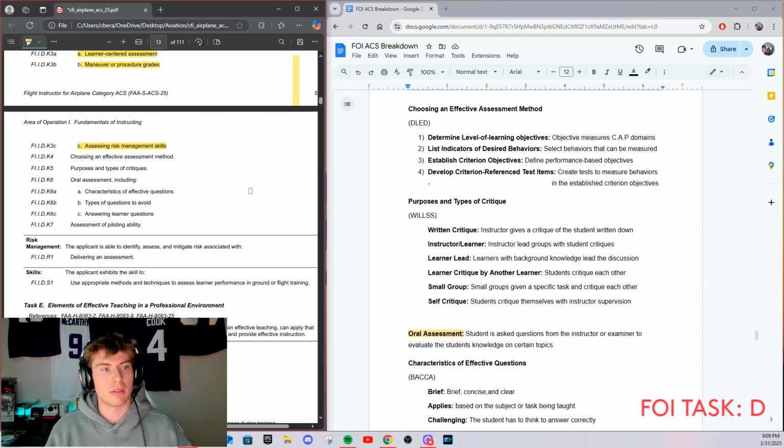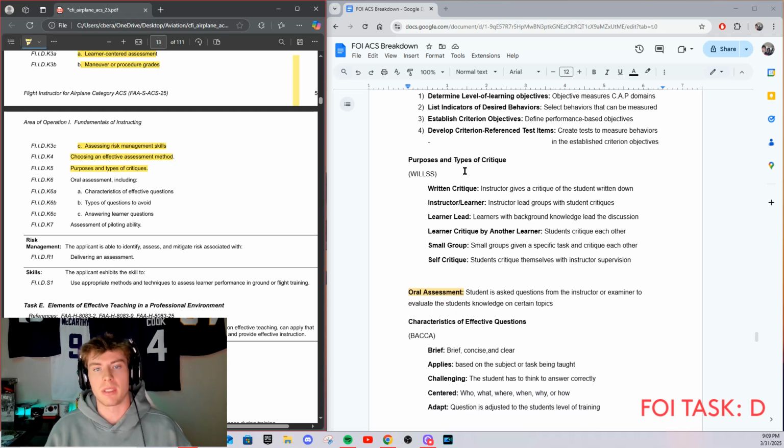Purposes and types of critique. Okay, so yeah, we just went over this one. Purposes and types of critique. This is going to be the WILS acronym. So written critique is the first one. The instructor gives a critique of the student written down. Like I said, on ForeFlight, I'll write down everything and then give it to them. So it's a written critique.